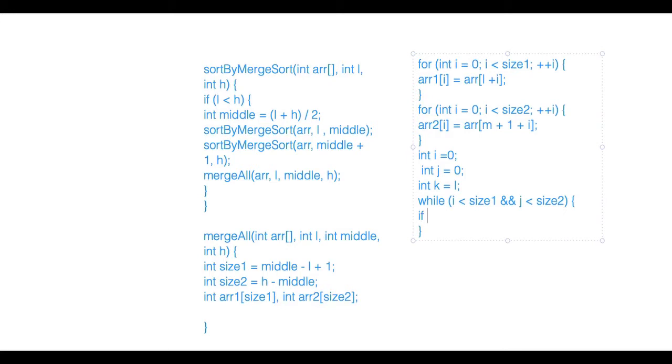We will say, if the current index of array 1 is lesser than the current index of array 2, what will we do? We will put array 1 of i, right? Or else, if the second one is smaller, we will put array 2 of j.